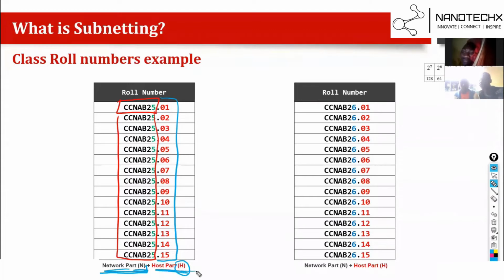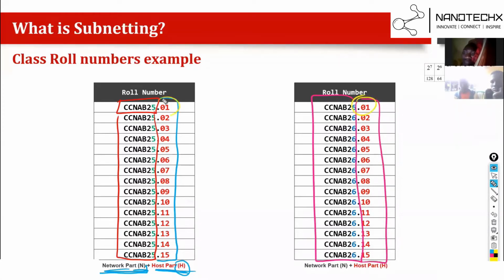But each IP address has two parts. One part is fixed, which is again this one. And then another part is changing. But you can see the part which is changing is being repeated again and again. You can see 01 is here, 02 is here. But we can differentiate. Why? Because this part is different. B25 and B26. It means the student which belongs to the class of CCNA batch number 25 is different from the roll number 1 of batch 26. Similarly, batch 27. So these are called groups, or you can say subnets or networks, or our course classes as well, right?